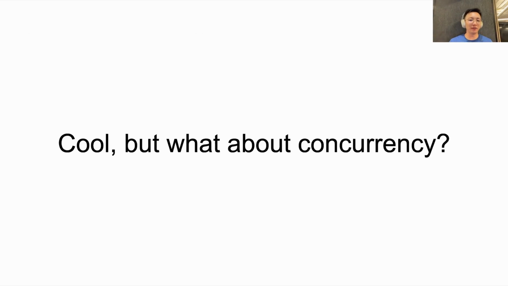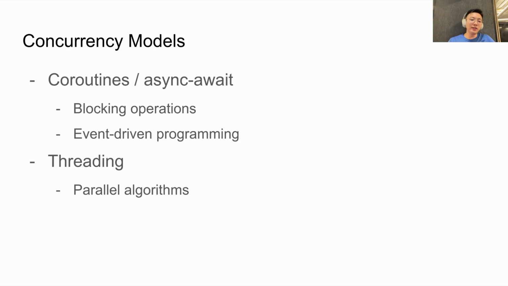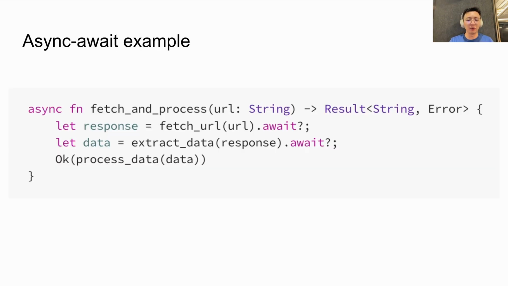Okay, so we know all this about the Rust memory model and how it handles memory safely. But what does this have to do with concurrency, right? Rust has two main concurrency models. The first one is coroutines, usually used as async await, which is a pattern of using coroutines. These are great for blocking operations like I/O or network operations. You see this in JavaScript or C Sharp, and it's pretty similar. The other one is your standard threads, like in C++, and these are great for parallel algorithms. So we'll go quickly over what coroutines are and how async await works.